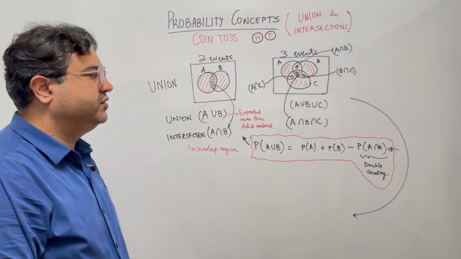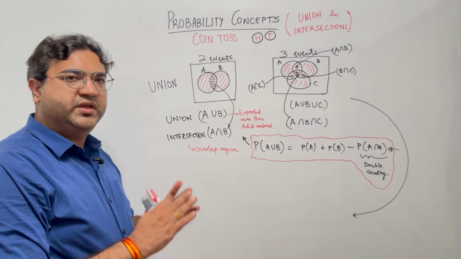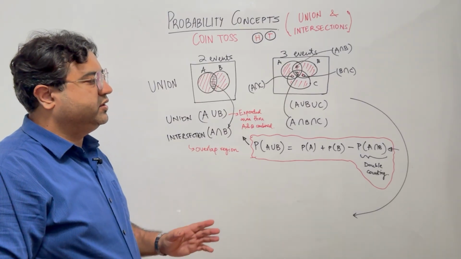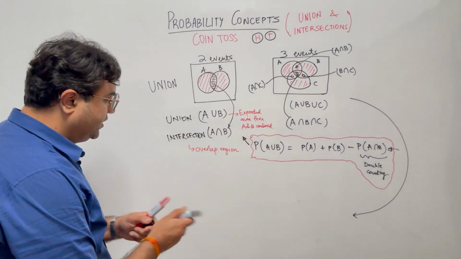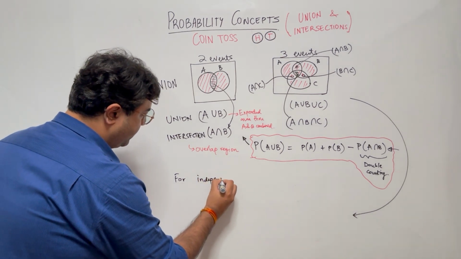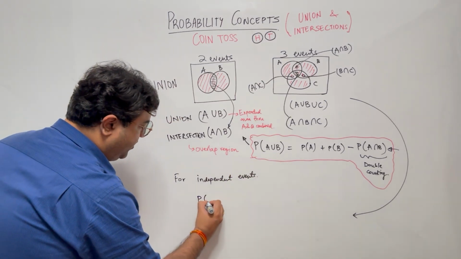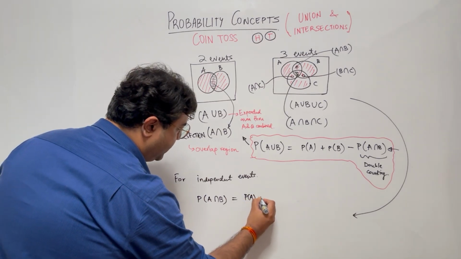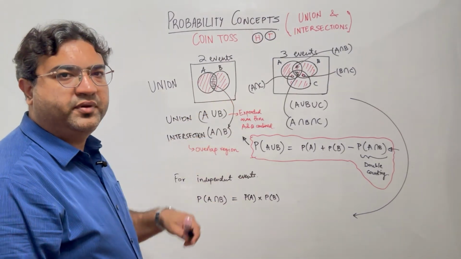A lot of times we have to assess this from the question itself, but when the events are independent of each other, for independent events, probability of A intersection B is equal to probability of A multiplied by probability of B. Okay, they can still overlap like this.